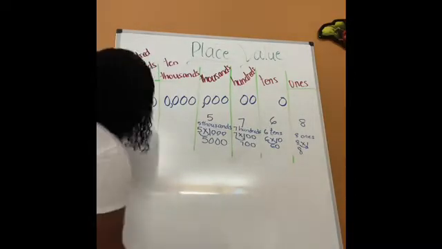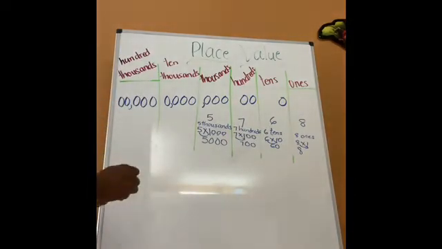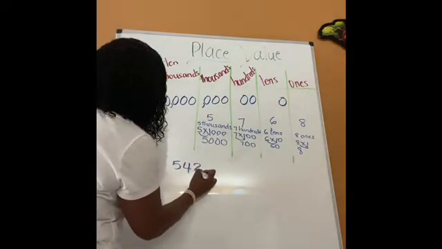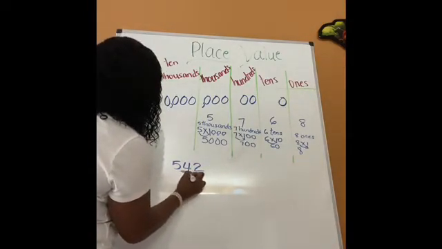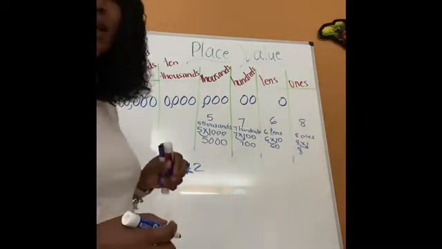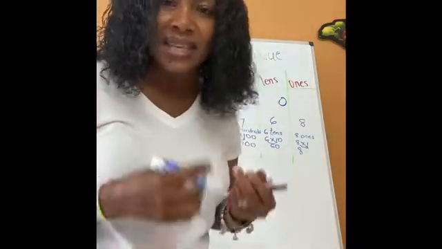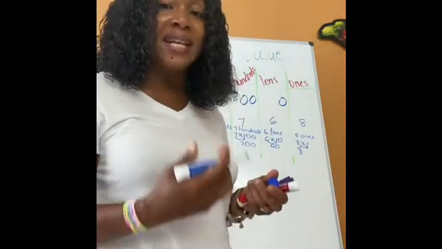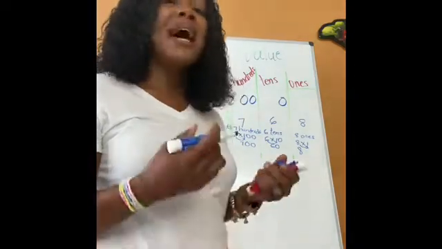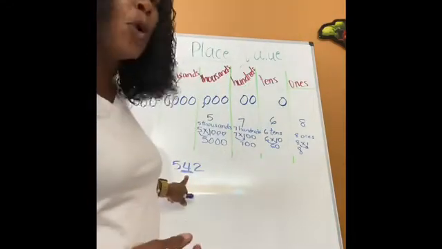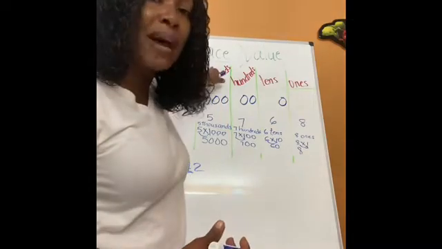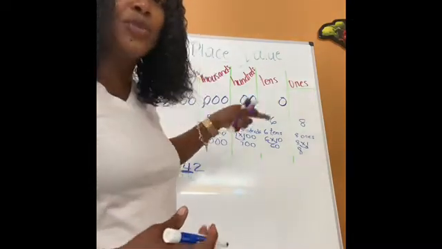Now, I could give you the number 542, and I underline the 4 and ask you, what is the value of the underlined digit? Now, if I cannot just look at this 4 and tell what the value is, then I can put it on my place value chart and it will help me.